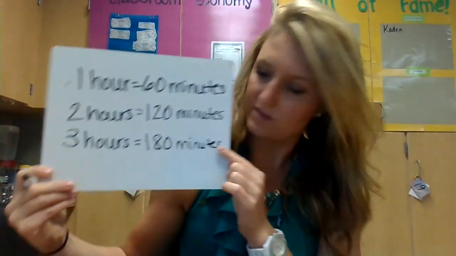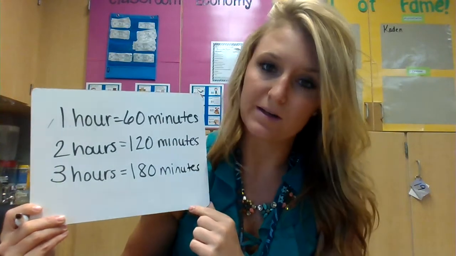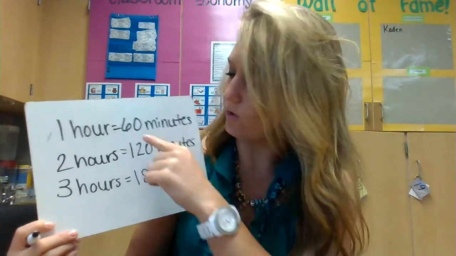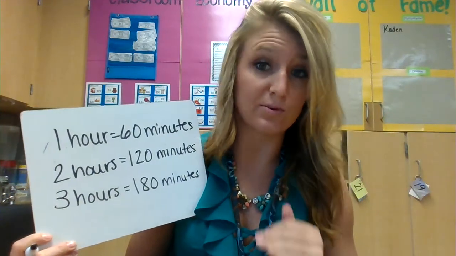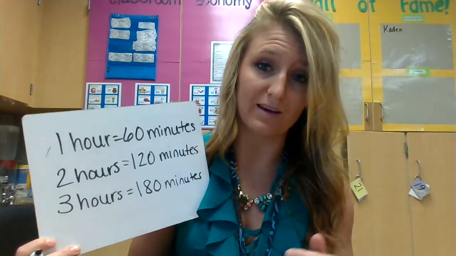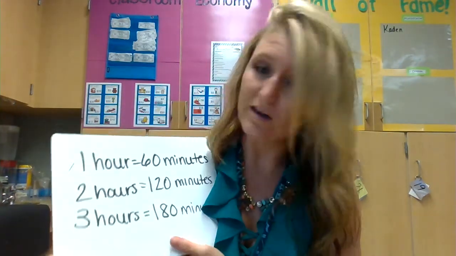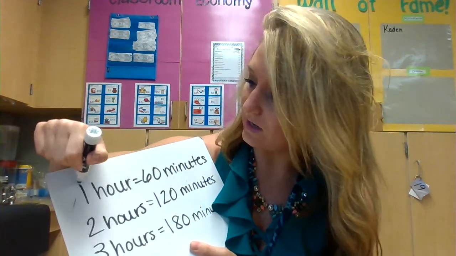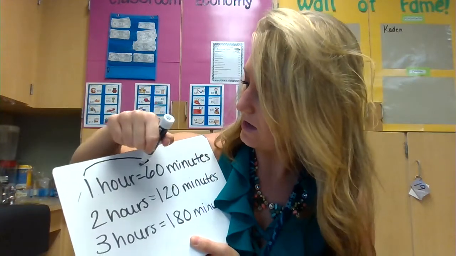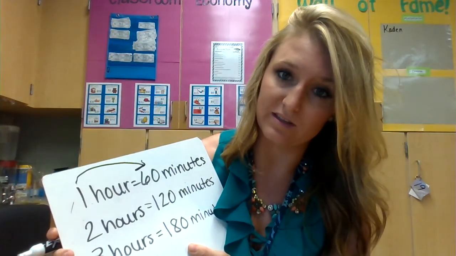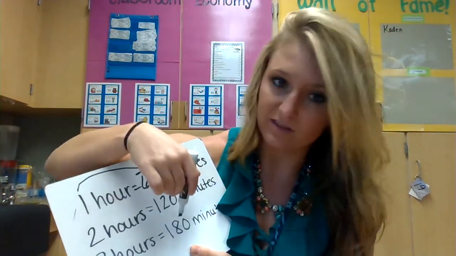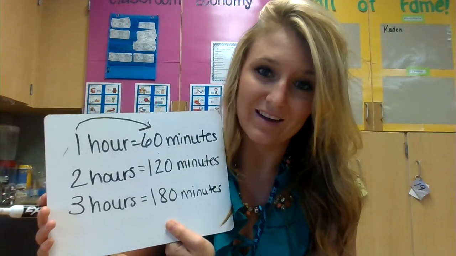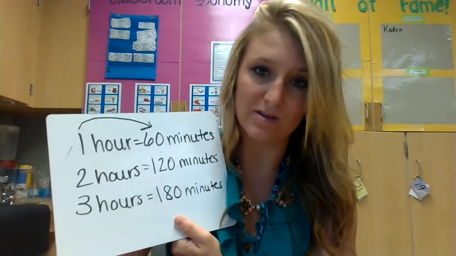All right, so what do you notice about these numbers over here? What you should notice is that they're going up by 60 each time. They're multiples of 60, which we just learned earlier this week, or skip counting by 60. Another way we can do this is taking the number of hours we have and multiplying it by 60. So here, 1 times 60 is 60, 2 times 60 is 120, 3 times 60 is 180.